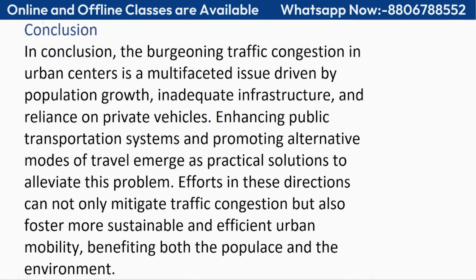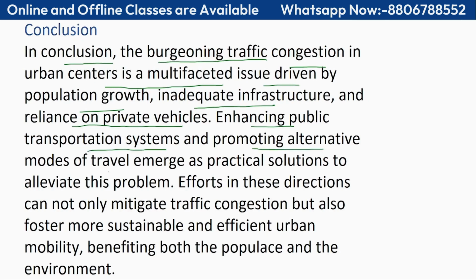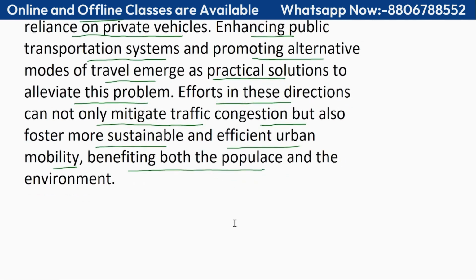Lastly, in the conclusion, you can say: in conclusion, the burgeoning traffic congestion in urban centers is a multifaceted issue driven by population growth, inadequate infrastructure, and reliance on private vehicles. Enhancing public transportation systems and promoting alternative modes of travel emerge as practical solutions to alleviate this problem. Efforts in these directions can not only mitigate traffic congestion but also foster more sustainable and efficient urban mobility, benefiting both the populace and environment. So this sums up the topic.